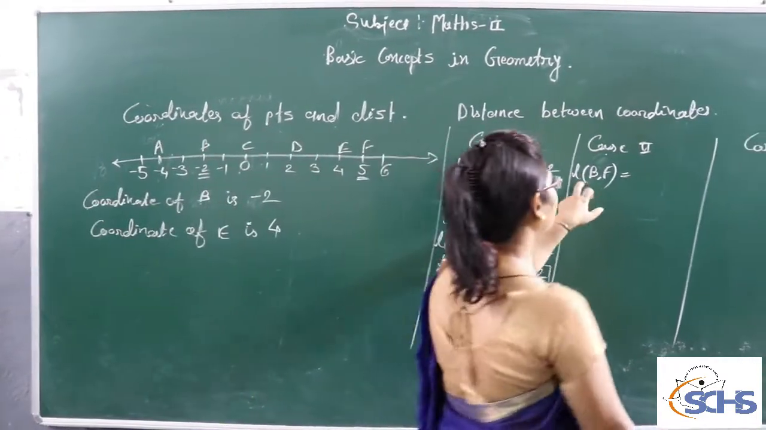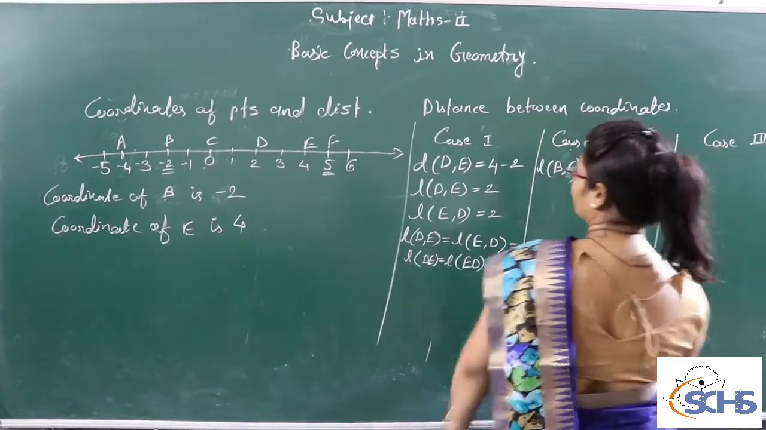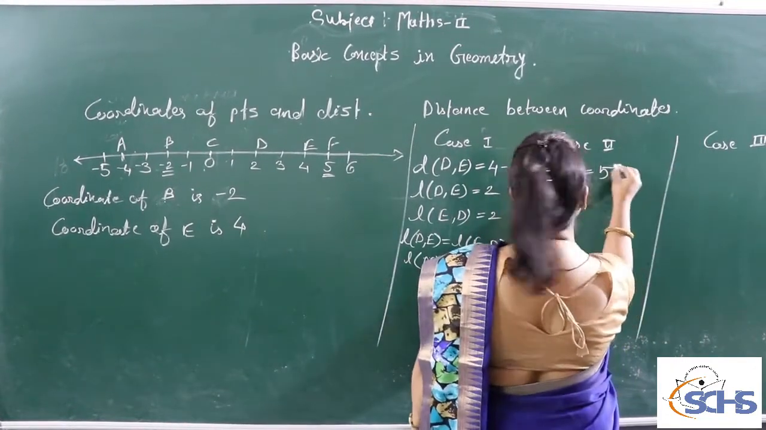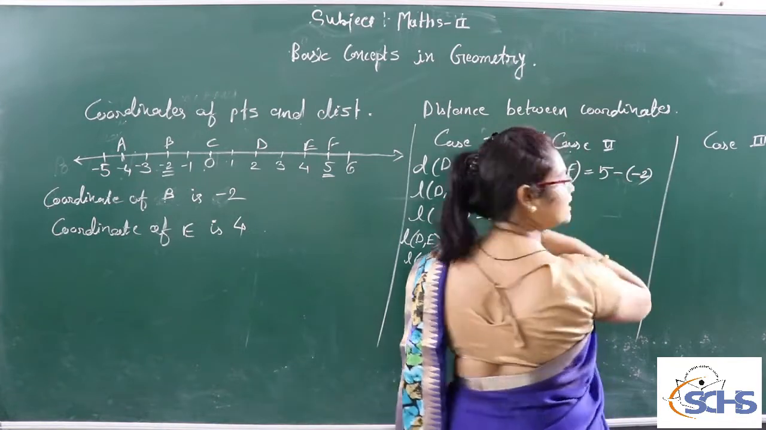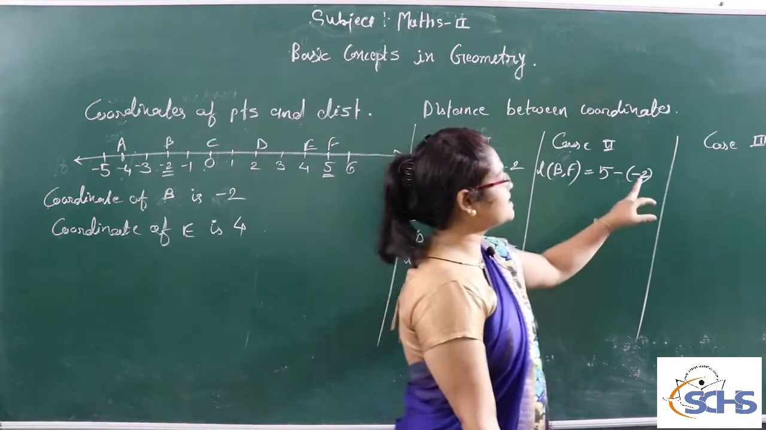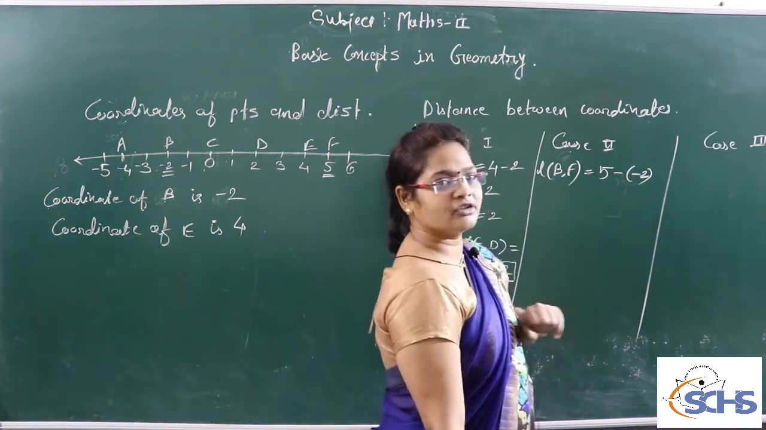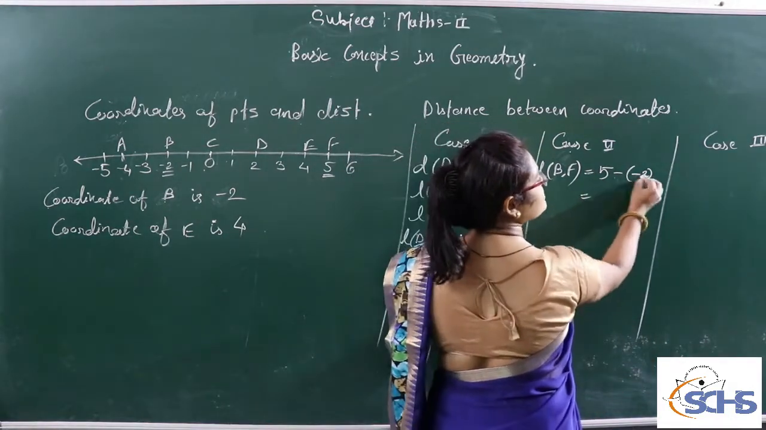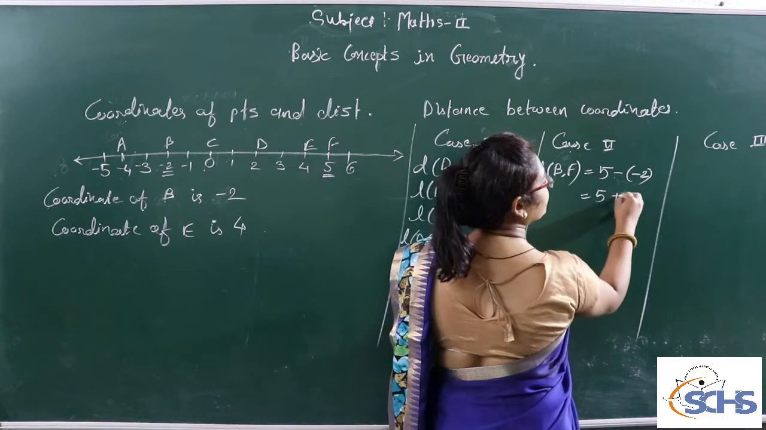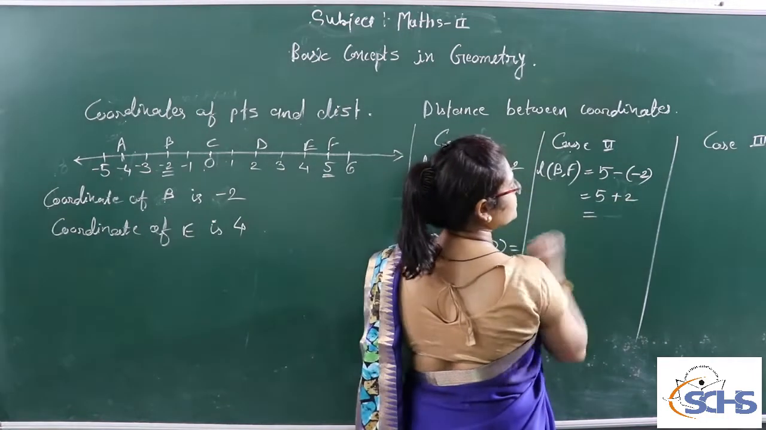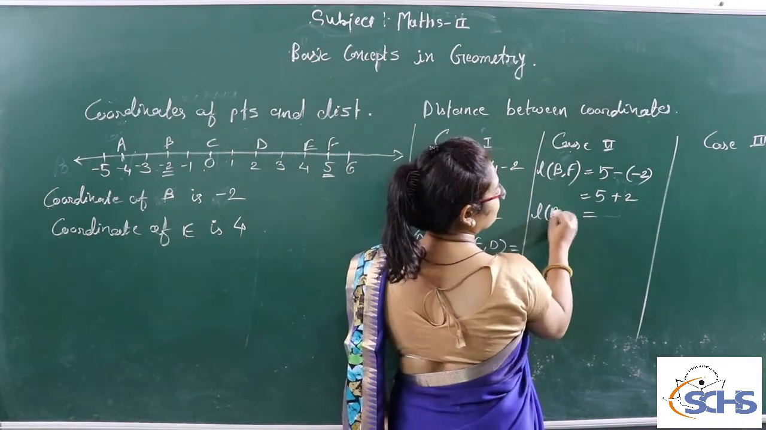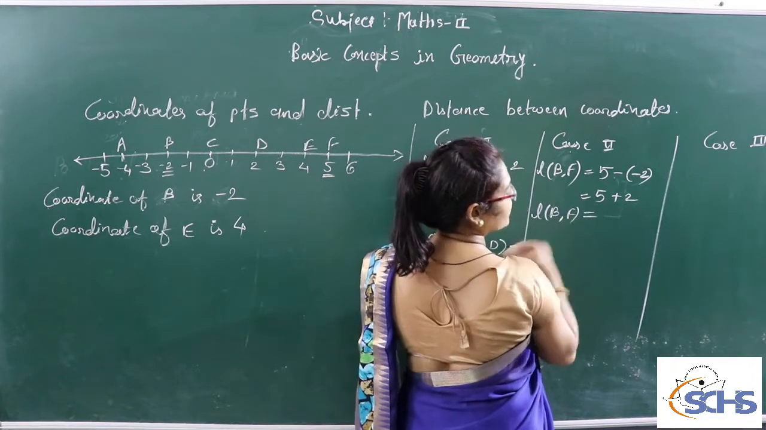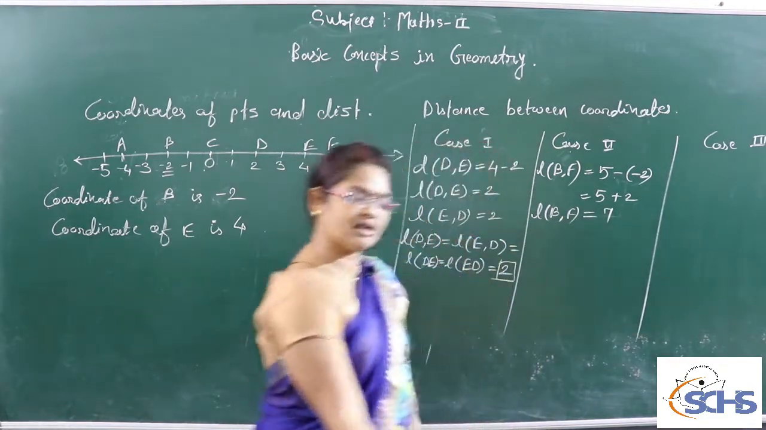So while finding the length of B comma F, we will do 5 minus of minus 2, because we have to subtract the smaller coordinate from the greater coordinate. So 5 minus of minus 2, minus minus becomes plus. It means we get 5 plus 2. So length of B comma F is equal to 7.